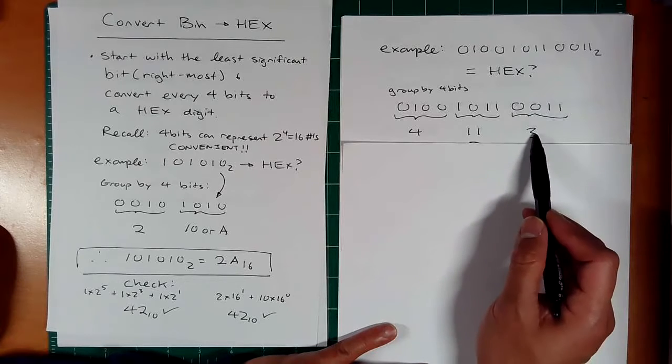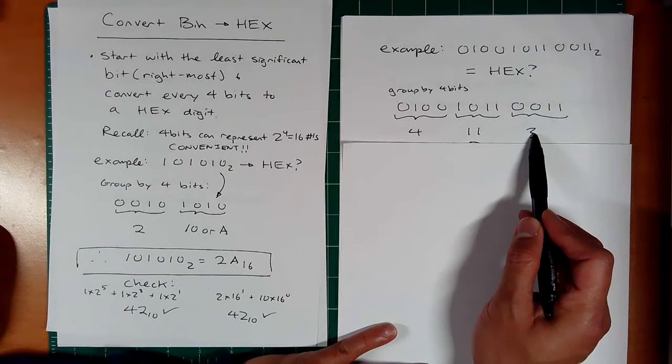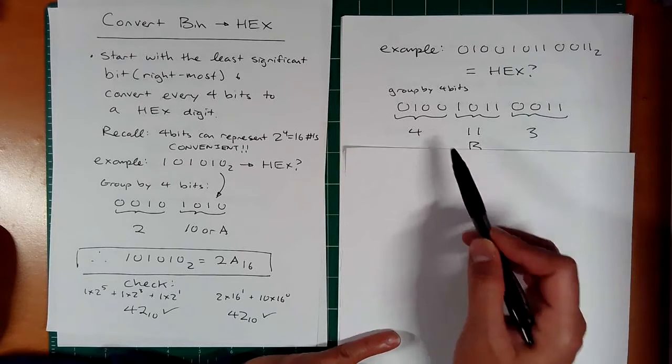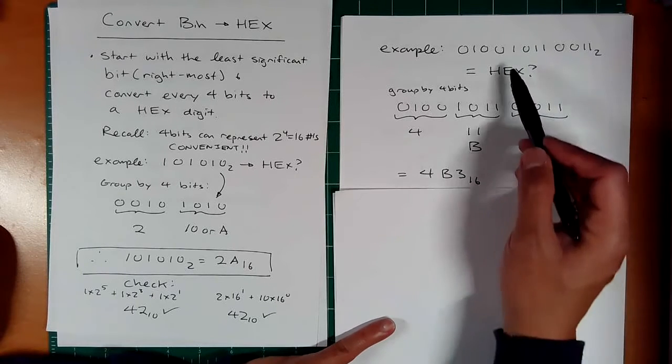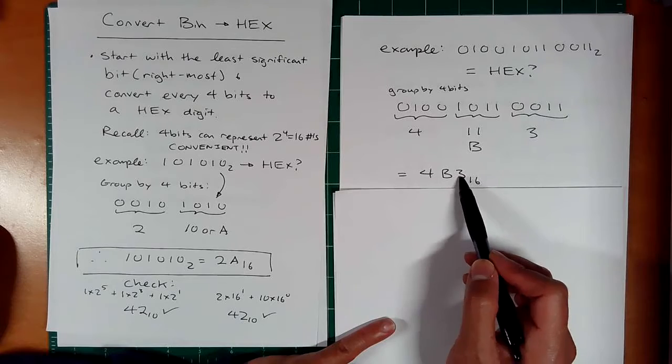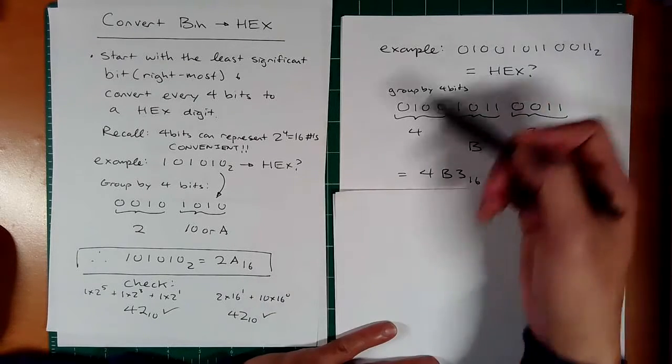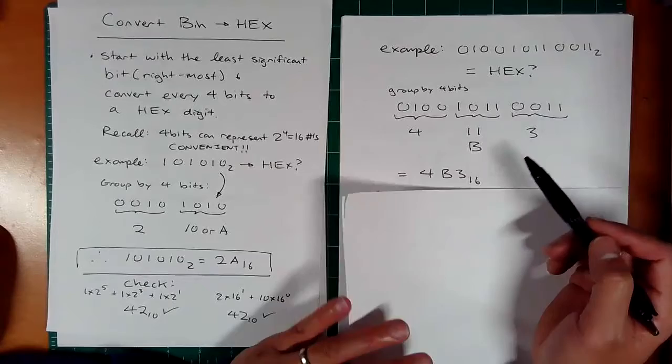So what's 3 in hex? It's just 3. What's 11 in hex? Well, 10 is A, 11 is B. And what's 4 in hex? It's just 4. So this is 4B3 base 16. Done. So simple to convert between hex and binary, right?